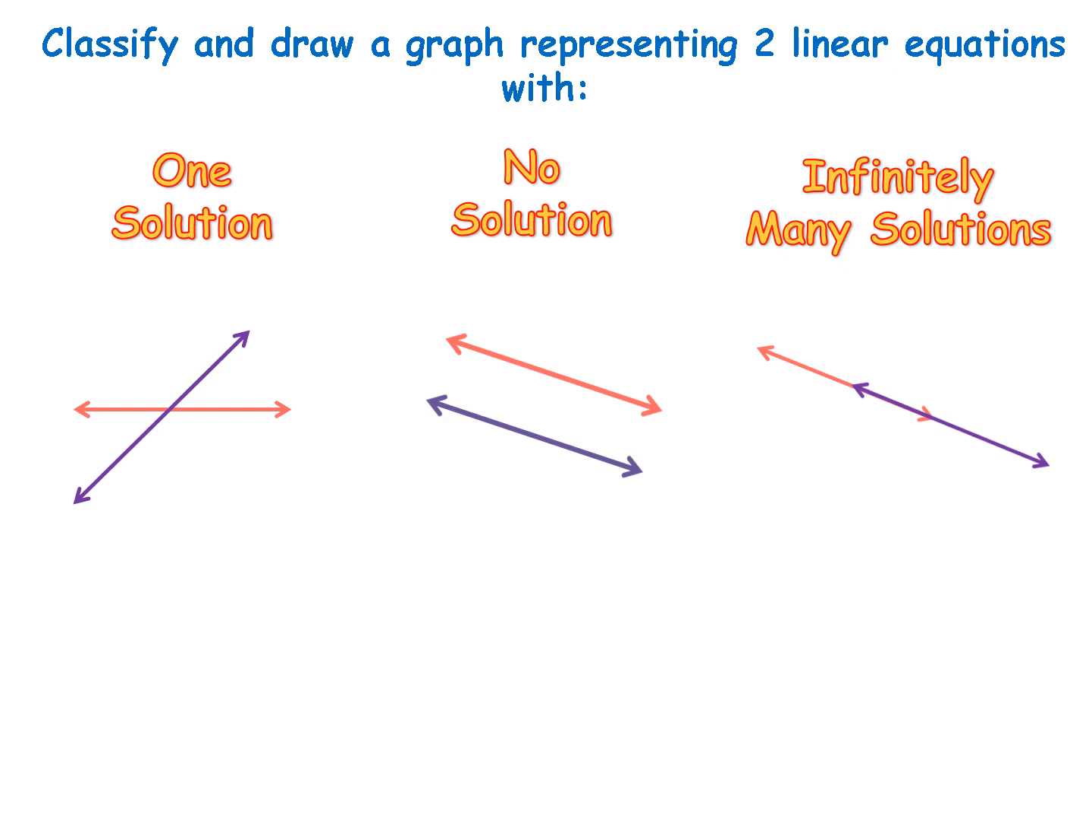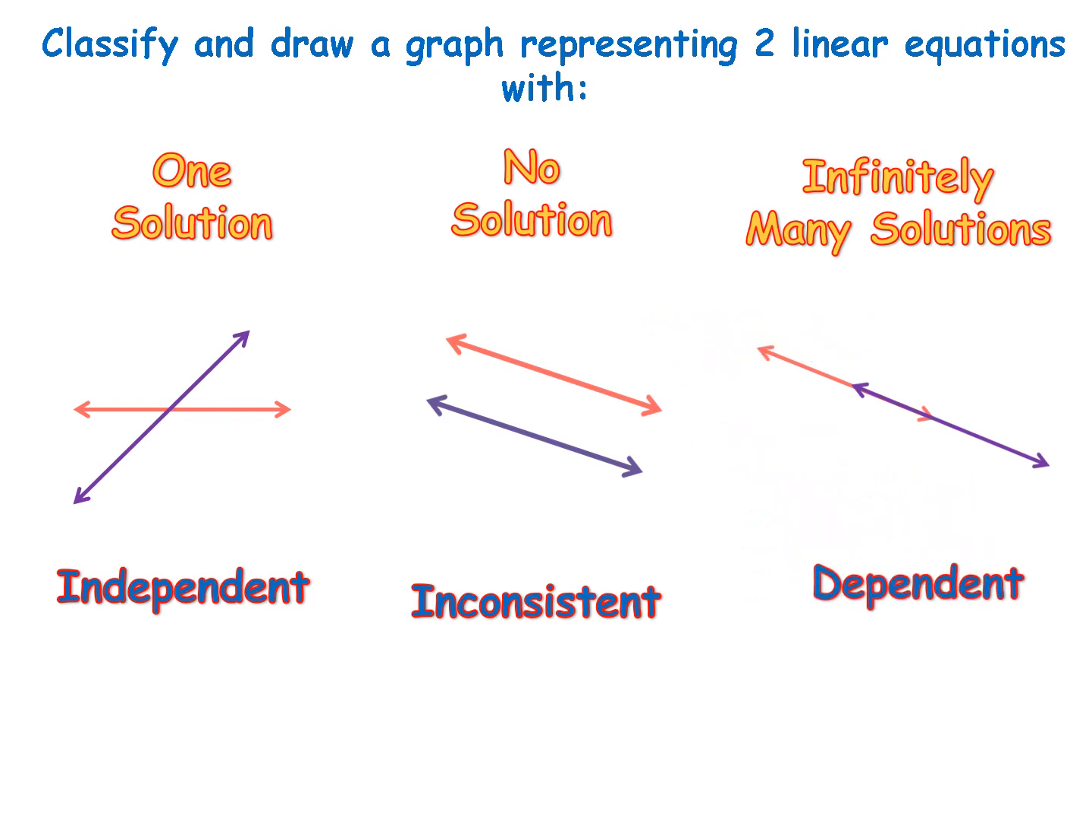So how do we classify a system with only one solution? If we have a system that has only one solution, we classify that as independent. If we have no solution, meaning our lines are parallel, that means your system is inconsistent. And then if we have a system of equations where we have infinitely many solutions, meaning my lines are the same line, we call that system dependent.